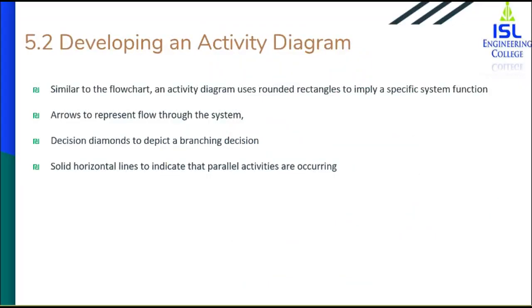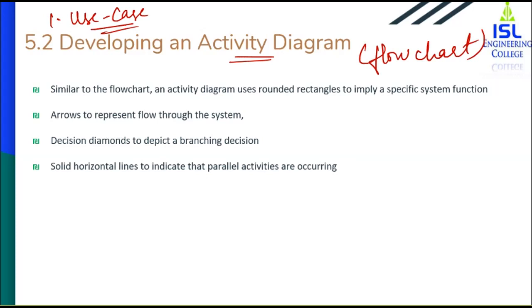Then the next one is developing an activity diagram. For the first phase, the use case, we have already studied the use case diagram. The second one is developing an activity diagram. This activity diagram is similar to a flowchart. An activity diagram uses rounded rectangles, which we have already seen. Rounded rectangle means you're not going to have sharp ends. These are going to have rounded ends, and this represents an activity.